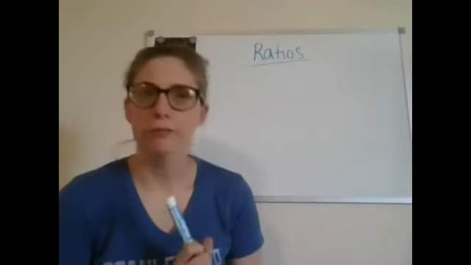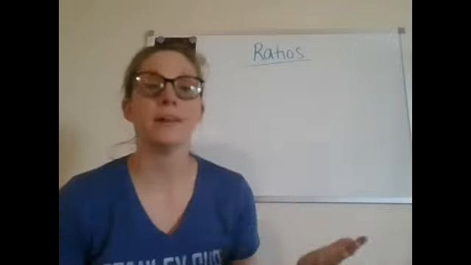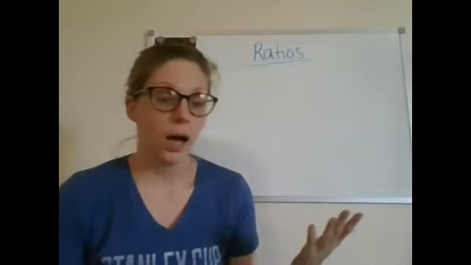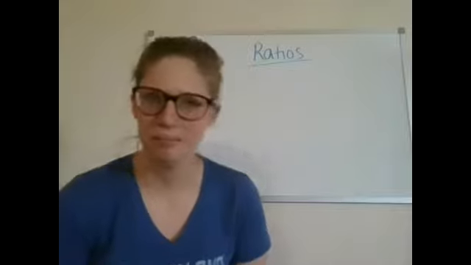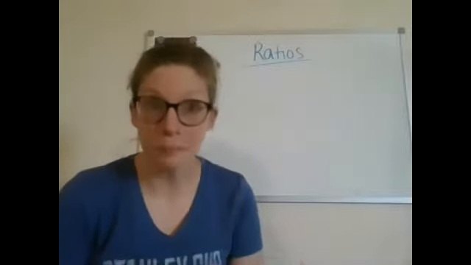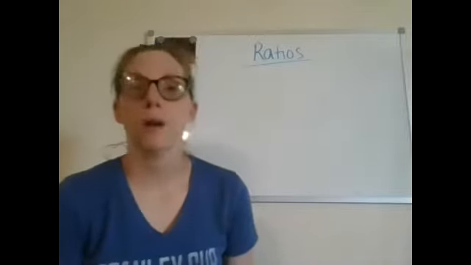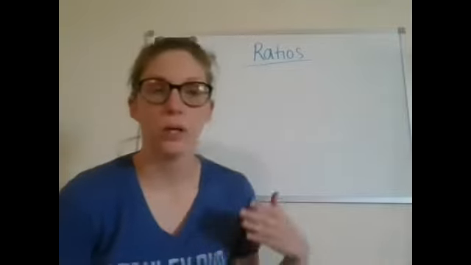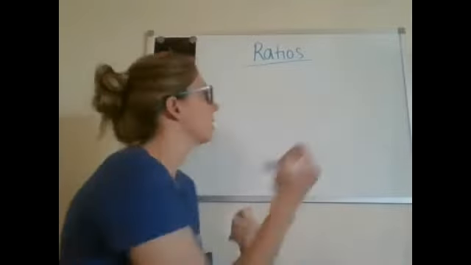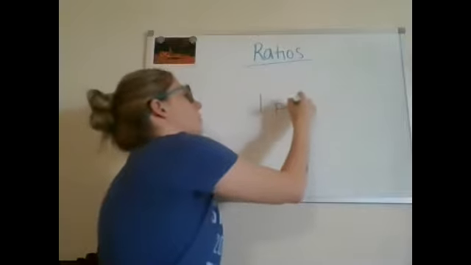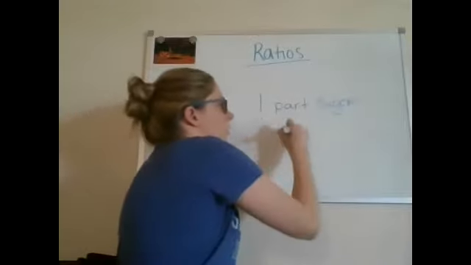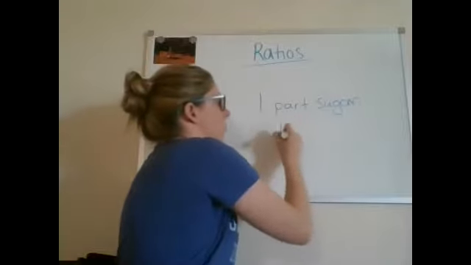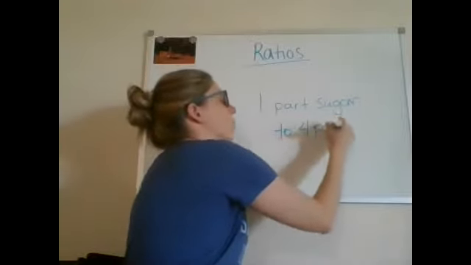So what is a ratio? A ratio is just a comparison of 2 numbers. So for example, what I just said with the hummingbird food, let me write it down, it was 1 part sugar to 4 parts of water.